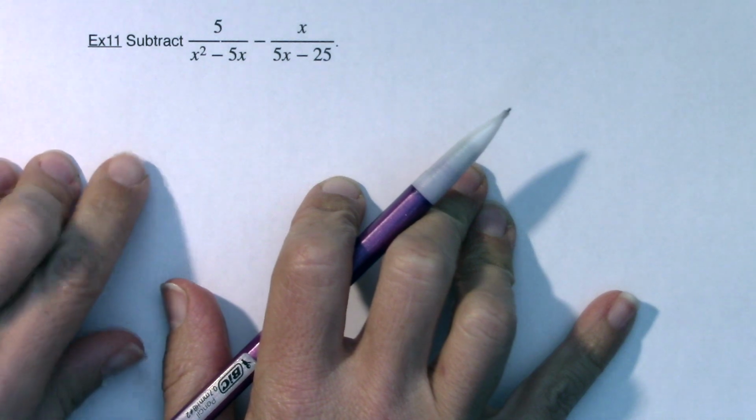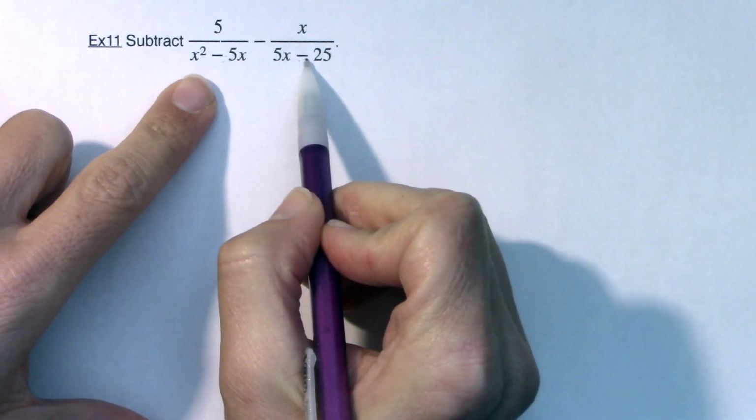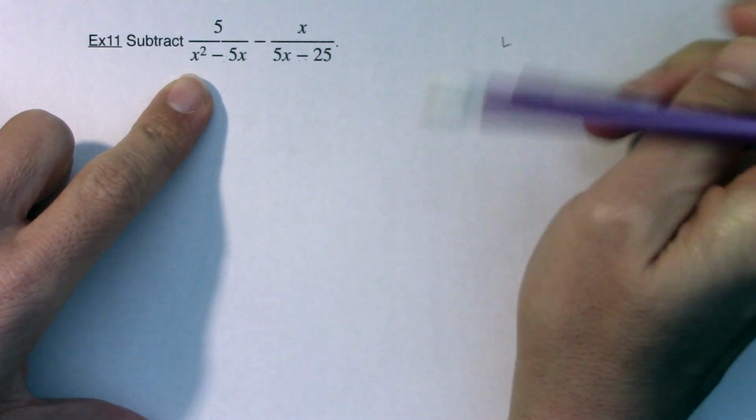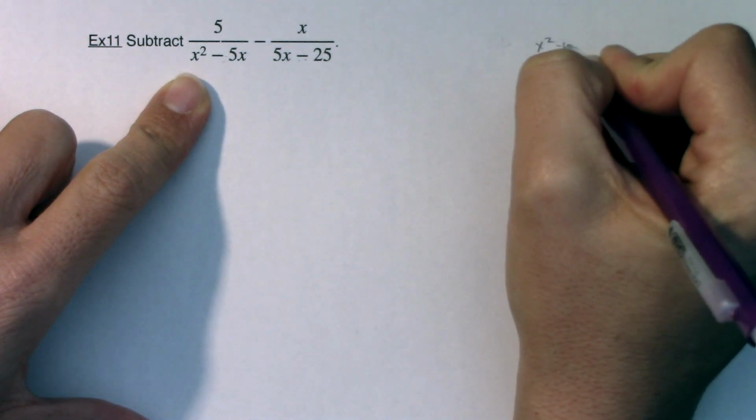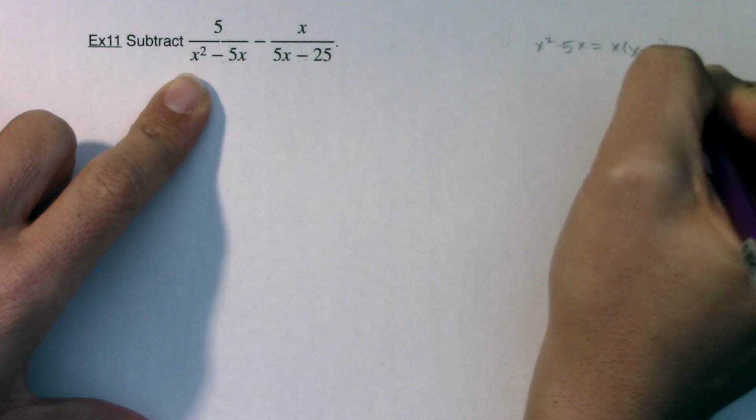Folks, let's finish this last example out. So the first thing I want to do is I notice I don't have an LCD. I don't have common denominators. So let me find the LCD. If I break down x squared minus 5x, that is going to be x times x minus 5.